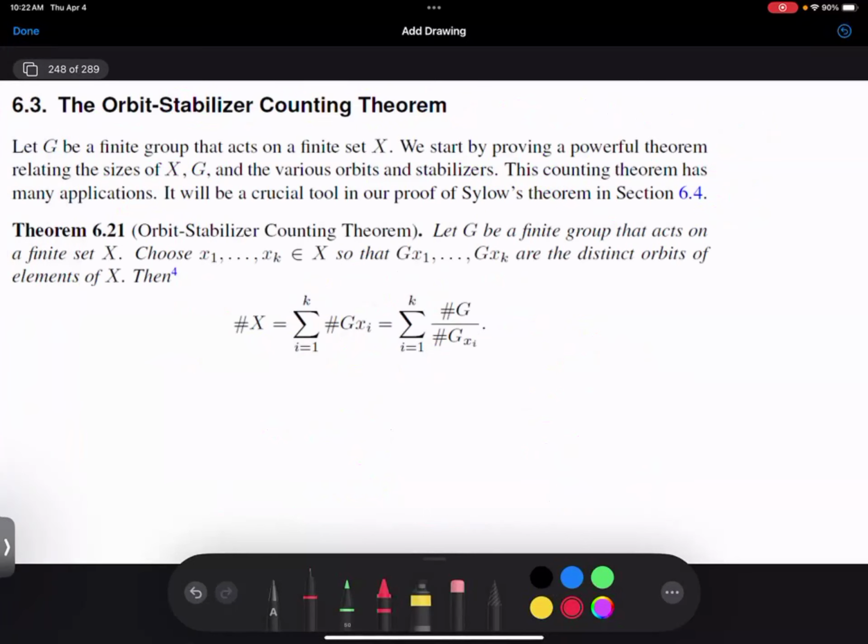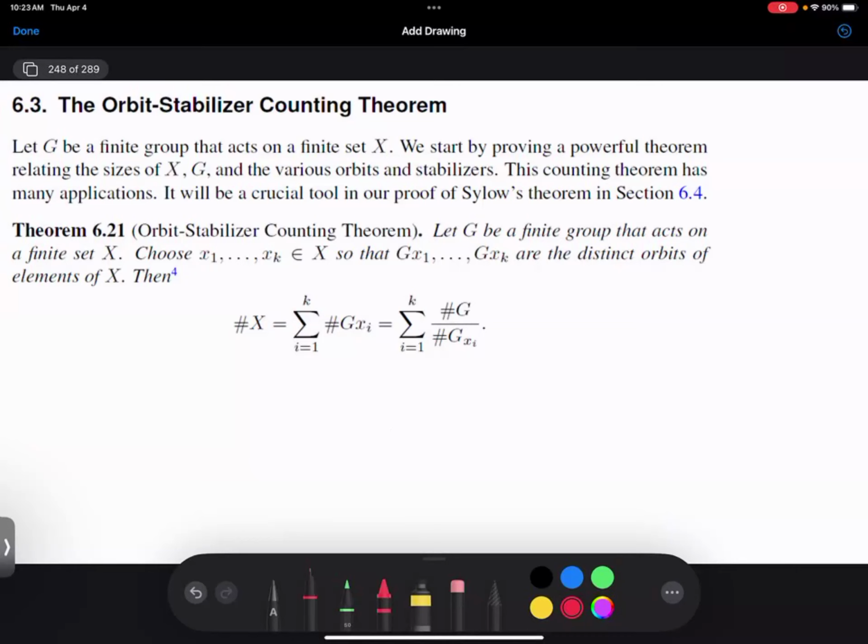Okay, so the first big consequence is essentially immediate. It's the orbit stabilizer counting theorem. G is going to be a finite group acting on a finite set X. And then what it says is choose x1 through xk in X so that G acting on x1 all the way up to G acting on xk are the distinct orbits of X. Which makes sense. Every element has some orbit. If two elements are in the same orbit, just collect them together. I only need one representative. And so we'll call those representatives x1 through xk.